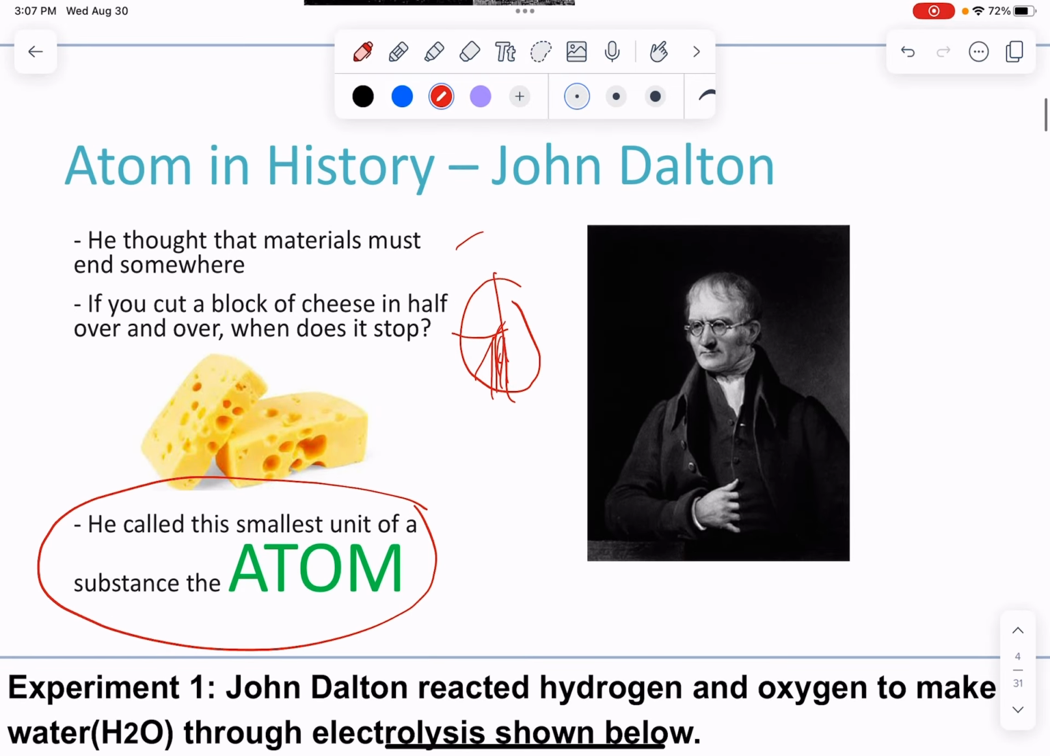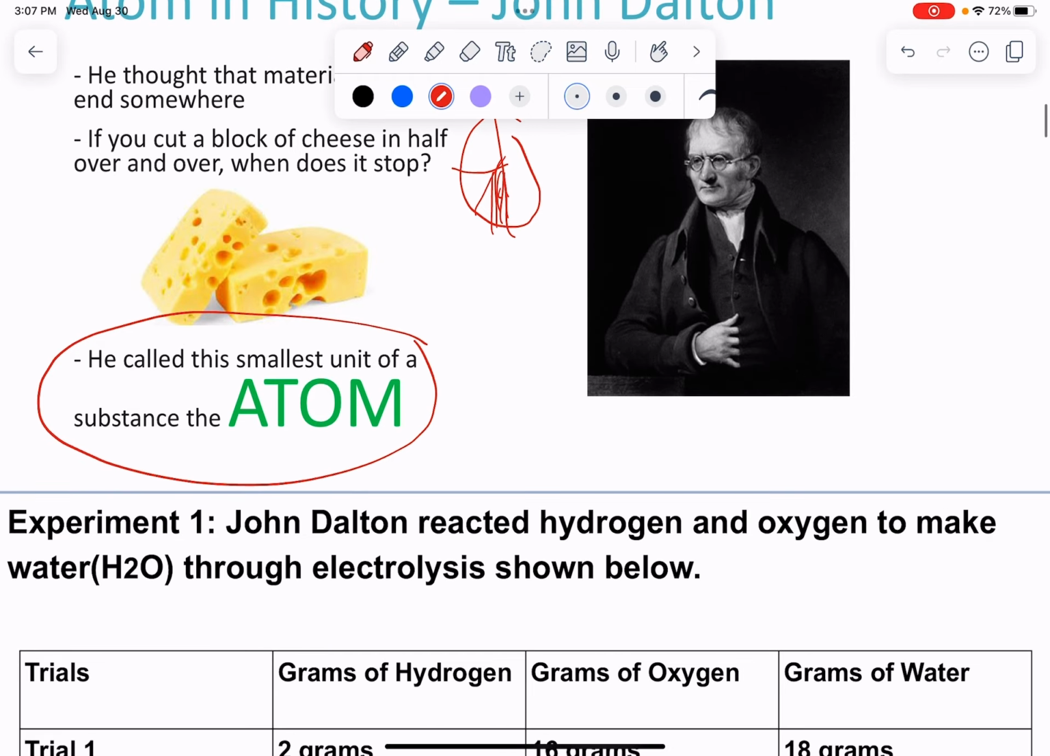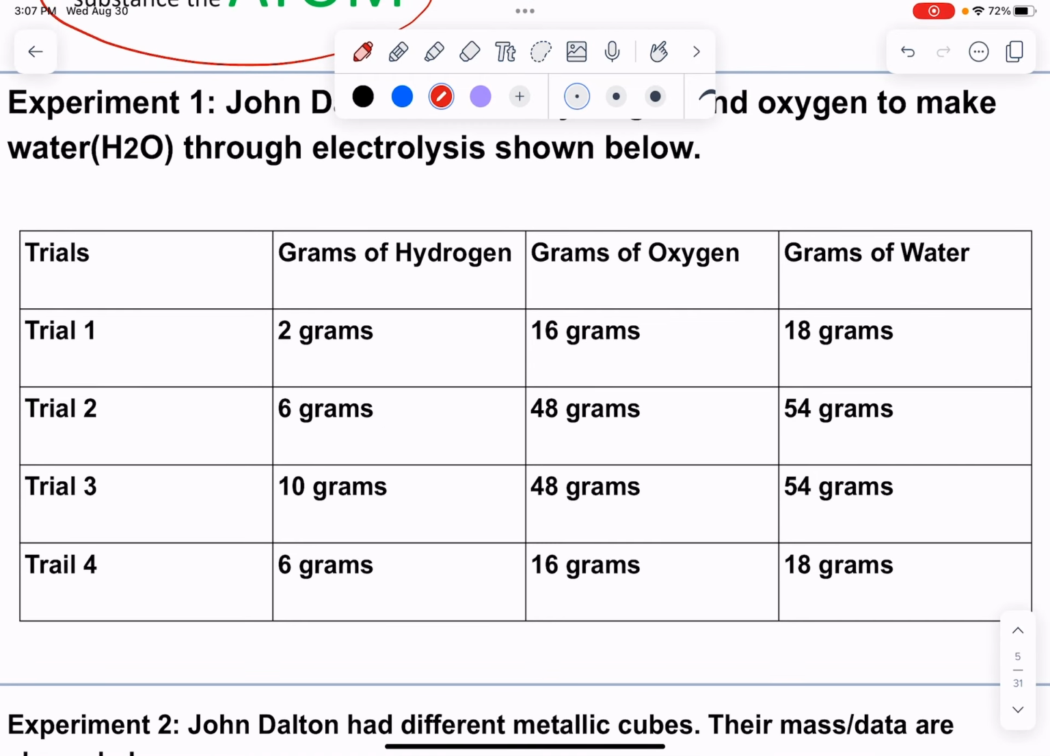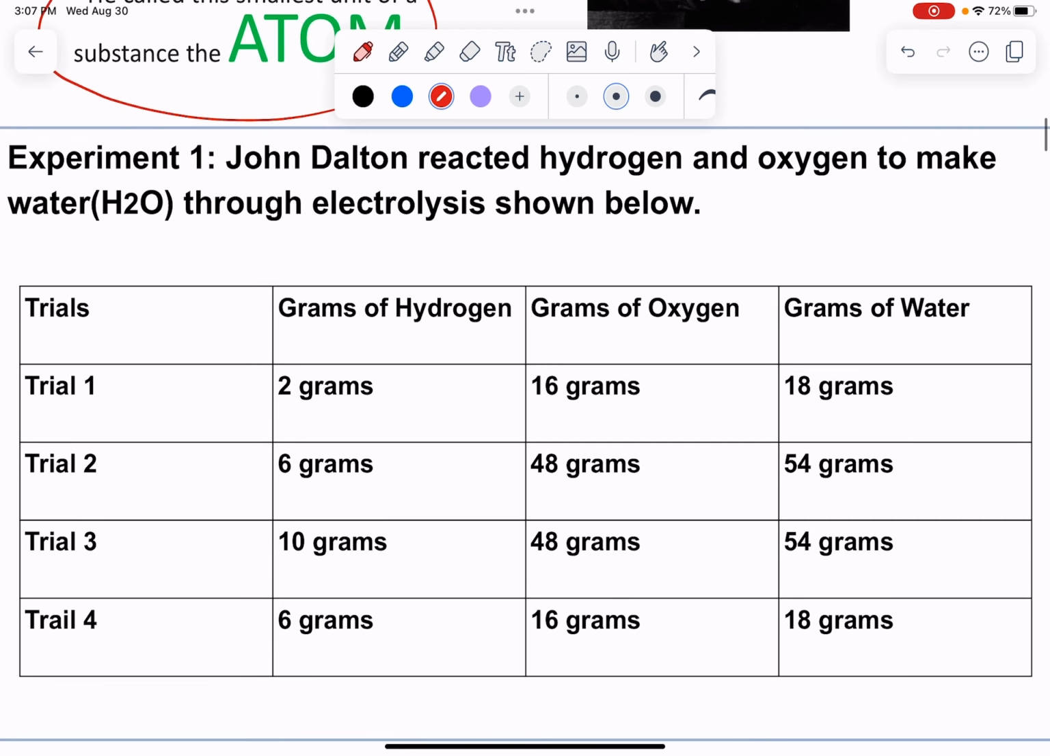So with that idea in mind, he started doing some experiments. We're going to look real quick at some of the data from the experiments that he did. This one says he reacted hydrogen and oxygen together to make water. In trial 1, he takes 2 grams of hydrogen and 16 grams of oxygen, that makes 18 grams of water. And right away I realize, hey, if you add those together, you get the product here.